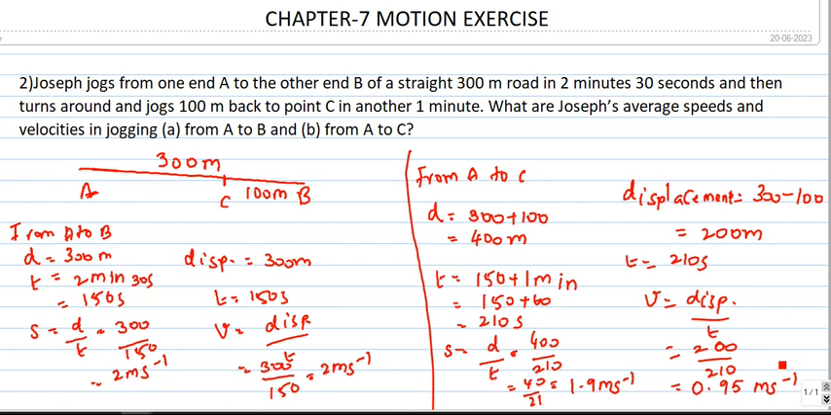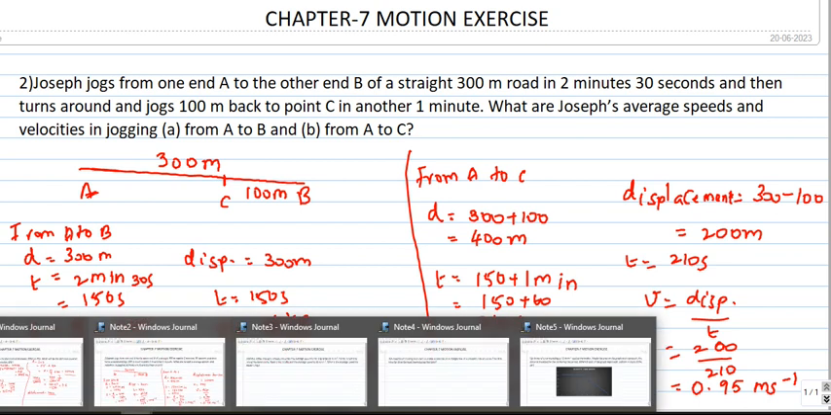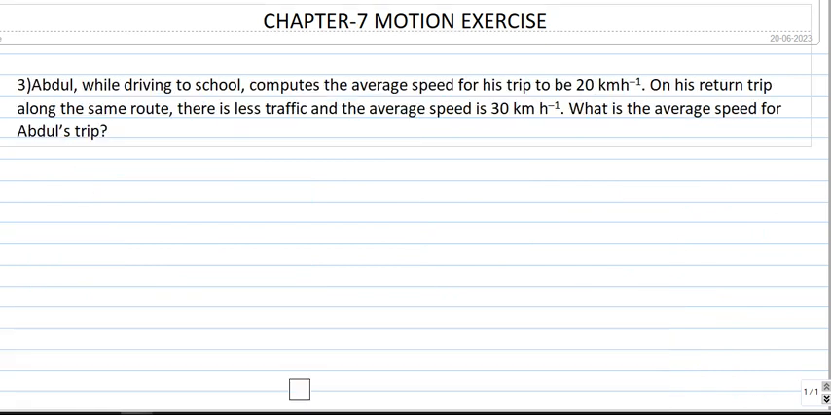When there is a difference in distance and displacement, the speed and the velocity will be different, because velocity and displacement are dependent on the direction, while speed and distance are independent of direction. So we will go to the third question.